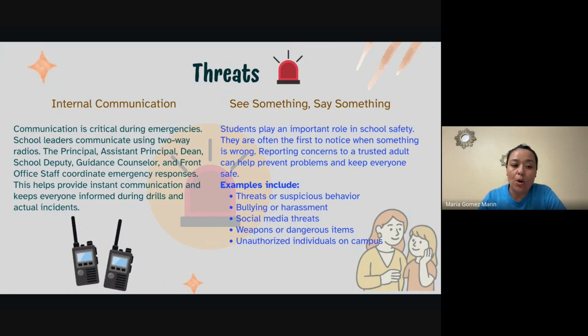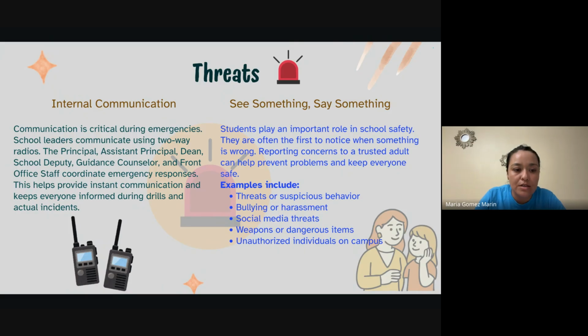Okay, so there is internal communication between the schools. They use two-way devices so that they can communicate fast. Communication is critical during emergencies because it can make them act right away when an emergency happens.